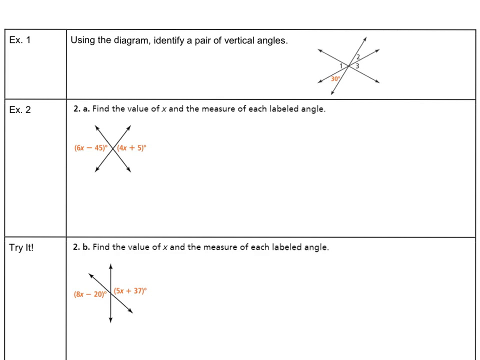All right, let's take a look at example 1. Using the diagram, identify a pair of vertical angles. Well, if we take a look at our picture, I see more than 2 intersecting lines. There are actually 3 intersecting lines. But remember, the definition of vertical angles is angles formed by 2 intersecting lines. Let's zoom in and take a look in more detail.